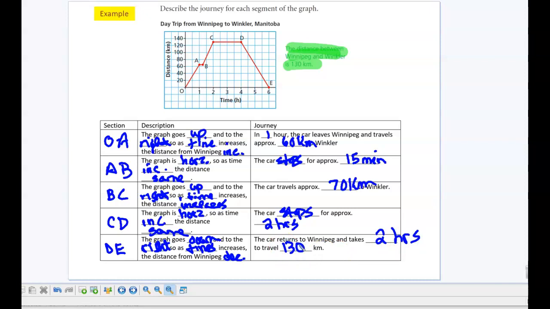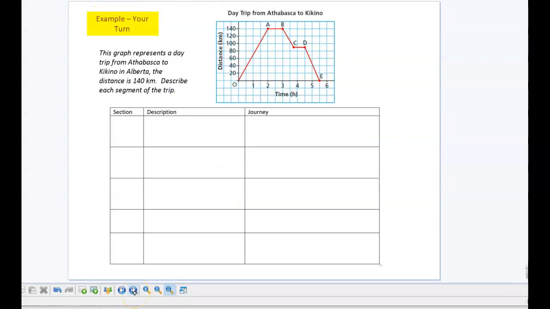So here we broke our graph up into sections, we described it, and then we actually said what happened in the actual journey. So we described the shape of the graph, and we explained what that shape represented. Okay, I want you to take a second to try this one, so pause the video and give this one a whirl.